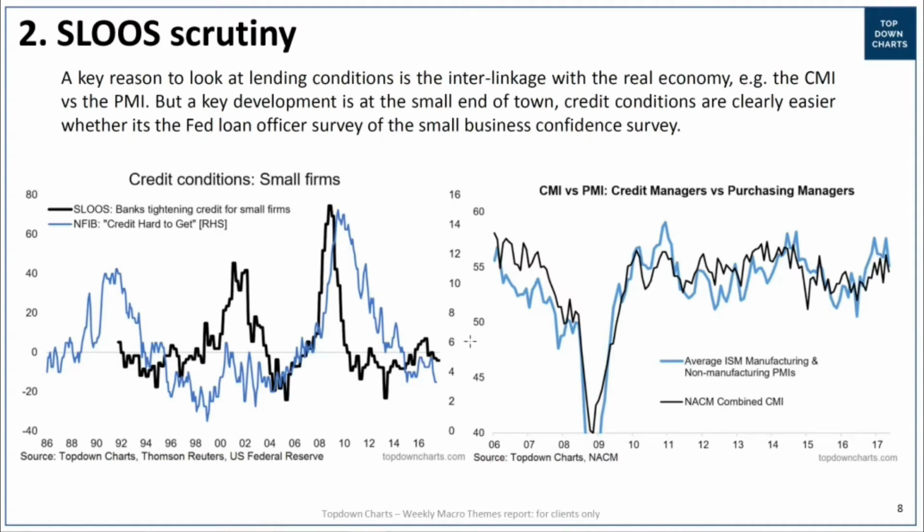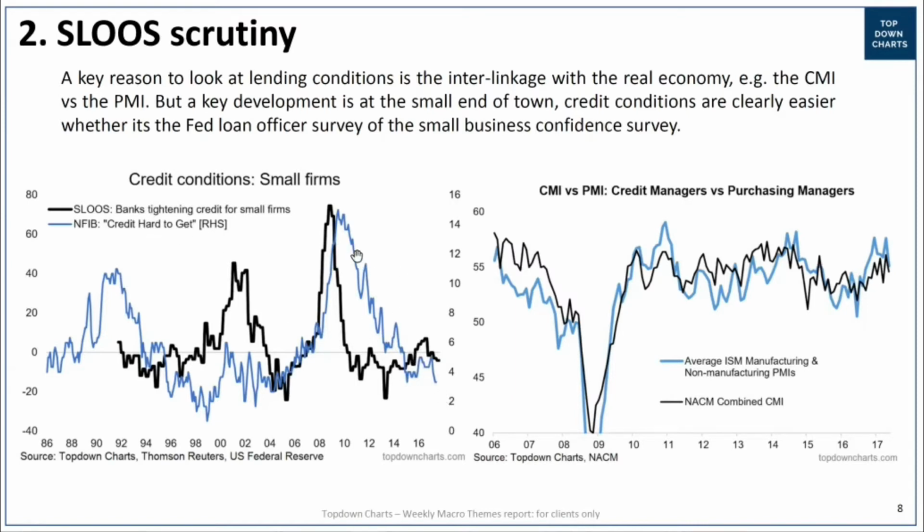And on the left here, you've got credit conditions for small firms. And again, we're using two different sources of data to confirm each other. The NFIB one is the Small Business Survey, and it's measuring the proportion of respondents that are saying credit is hard to get.